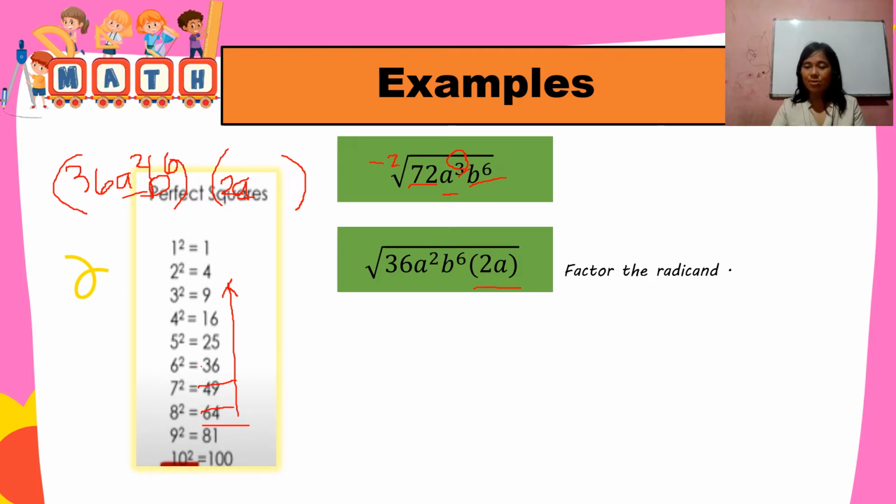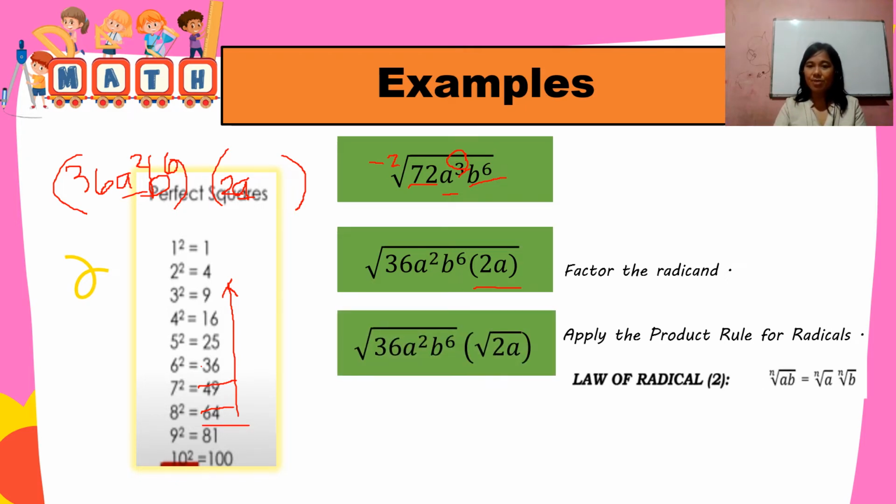Ngayon, gamitin mo na yung law for radicals number 2. Separate mo lang. Okay? Tapos, etong mga to, i-simplify mo na. Paano pag-simplify? The square root of 36 is 6. Yan. Tapos, yung a, i-divide mo lang siya dito. So, yung exponent. So, a, lagay ka muna ng base na a. Yan. Tapos, divide mo siya. 2 divided by 2 is 1. So, wala ka nang exponent sa a. Sa b naman, lagay mo siya. Okay? So, 6 divided by 2 is 3.